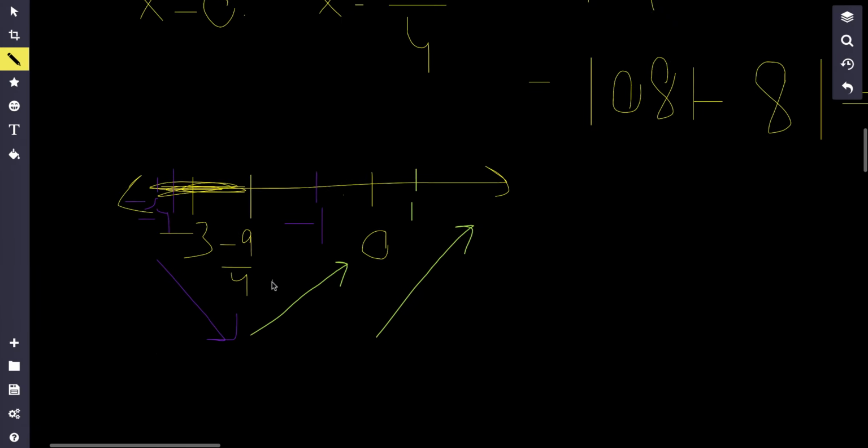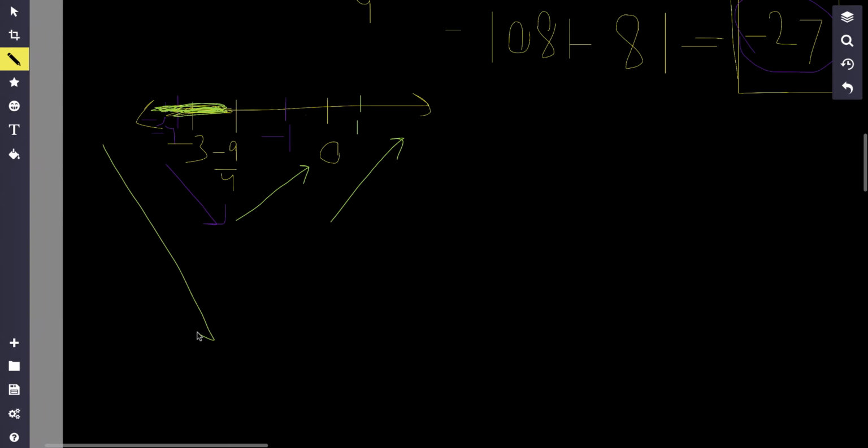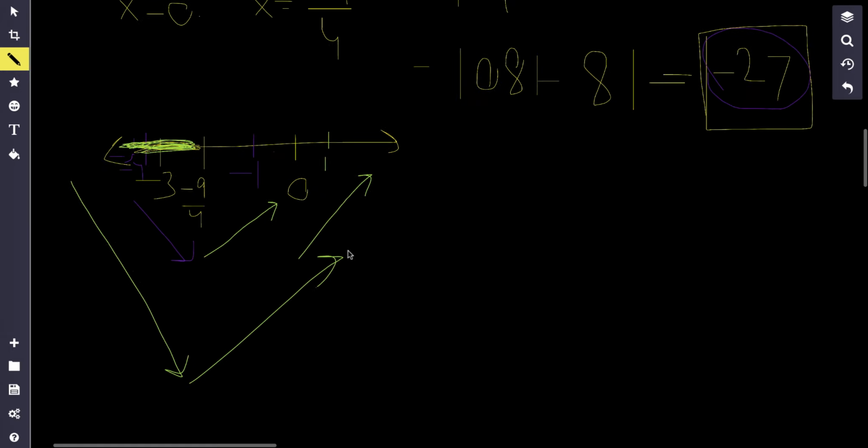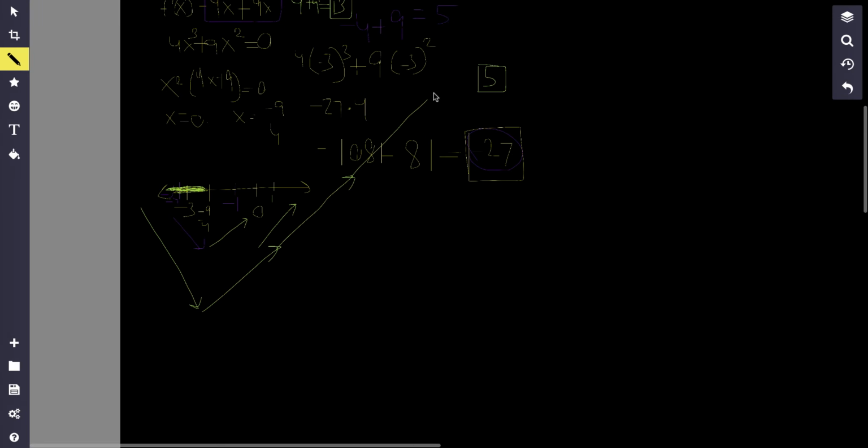Oh, take a look. From negative infinity to negative 9 over 4, our function is decreasing. All right. And then from negative 9 over 4 to 0, our function is increasing. And then from 0 to infinity, our function is still increasing. So it's going to be increasing on forever, right?